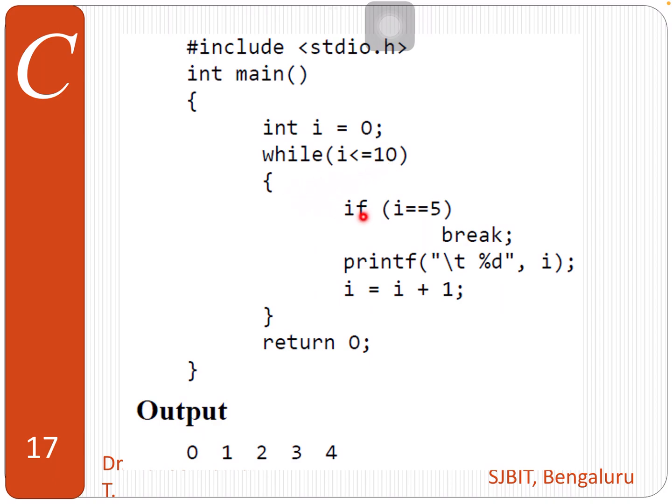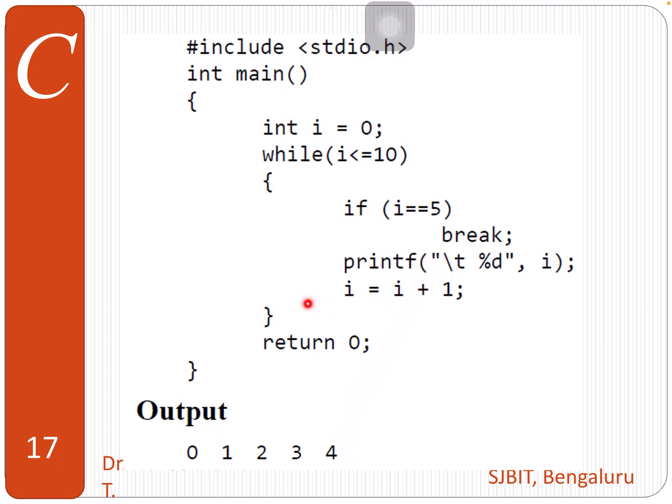It enters the loop. If i is equal to 5, as soon as the value of i becomes 5, it will enter this if block. Now the value of i is 0, therefore it will not enter this block. It will come here and print the value of i, that is 0. Then i is equal to i plus 1. i has become 1. Now again it comes here and prints i equal to 1. Similarly it has printed 2, 3, 4.